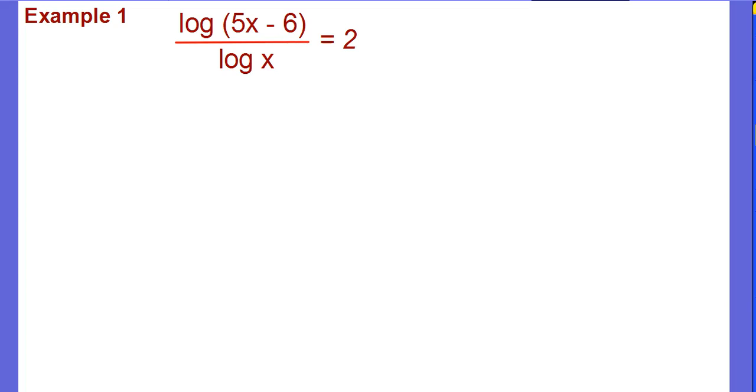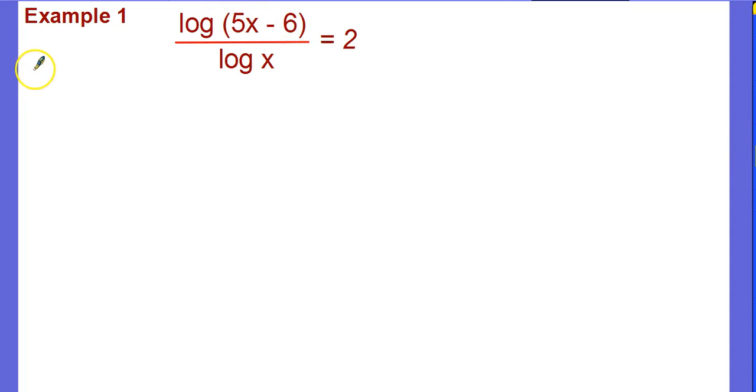Starting with example 1. If you could write that problem down, we have the log of 5x minus 6 divided by the log of x equals 2. And we are going to have to train our brain to think about this for a second. This is going to answer question 1. I'm going to create a log equals a log. I want to make sure that you understand that this side of the equation is not a condensed log. It is a log divided by a log.